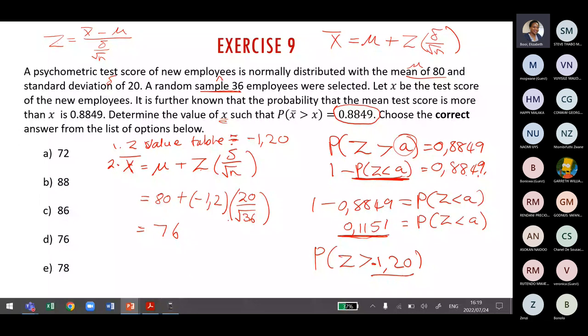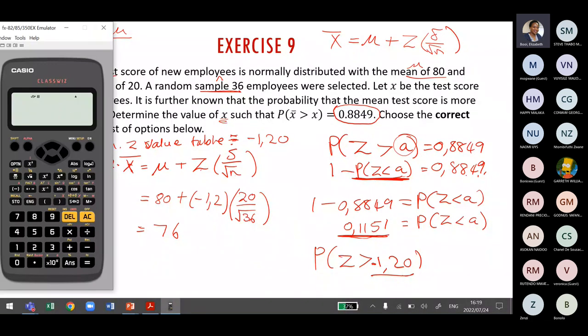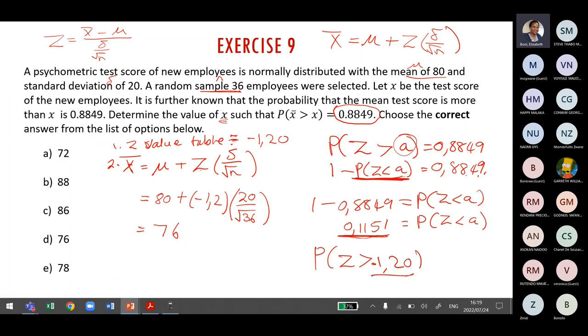Yes. Those who are calculating manually, work backwards. What do I mean by working backwards? You say 20 divided by the square root of 36, which is 10 over 3, or 3.33333333. Multiply that with negative 1.2 and it will give you negative 4. And add 80 to the answer, and it will give you 76. Just work from back to the front. It should work the same way. Remember, it's BODMAS. BODMAS says brackets first, so do the brackets first, whatever is inside the bracket first. So the answer is D. And that's how you will answer questions like this.